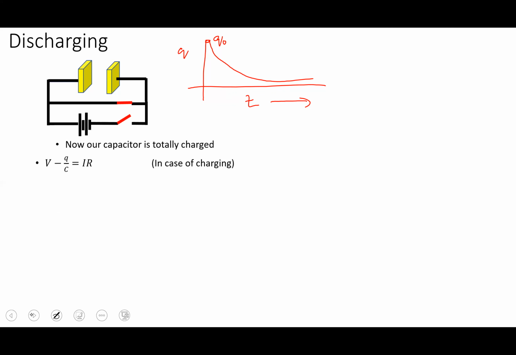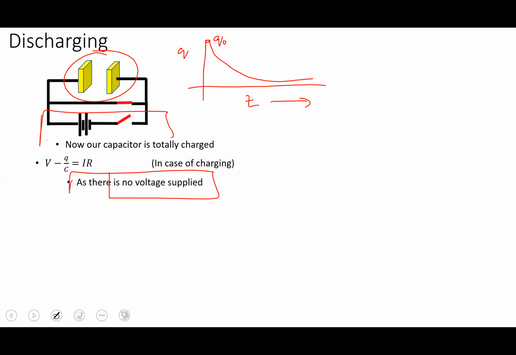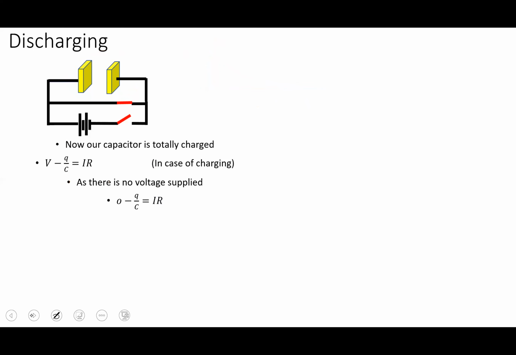So we again have the formula V is equal to Q over C, where this V is the voltage of the capacitor, which is maximum, V naught, minus Q over C. Now in this case, as there is no voltage supplied, because we have not connected the EMF, this whole thing, V naught, will be equal to 0. So 0 minus Q over C is equal to IR.